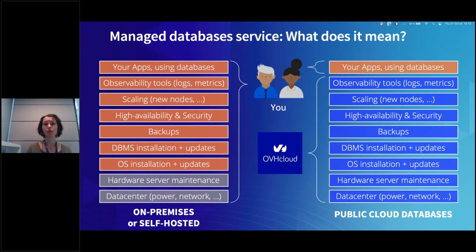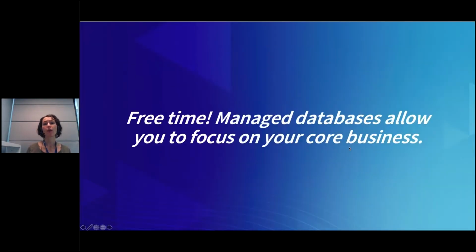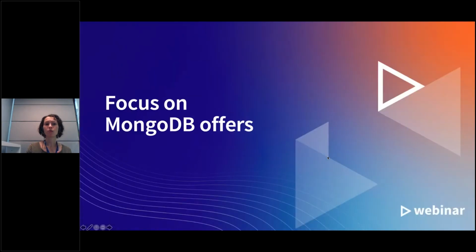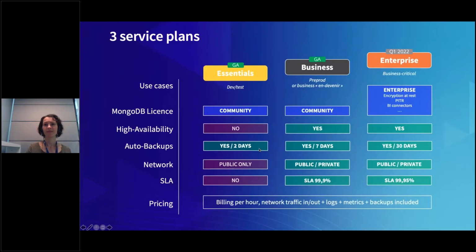It means that you'll have a lot of free time to focus on your core business and your added value. So now let's dive a bit into the offerings themselves. Thank you, Erika. So for the offers, what we have built is to provide you the offers with 3 service plans: Essential, Business, and Enterprise. For MongoDB, Essentials and Business are already there, and the Enterprise offer will come at the beginning of next year.